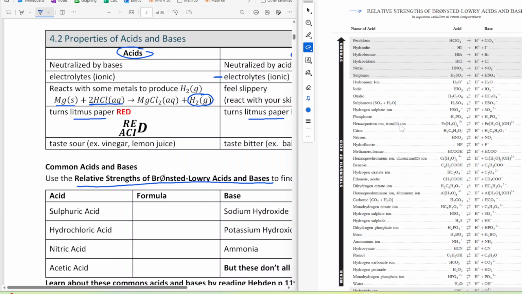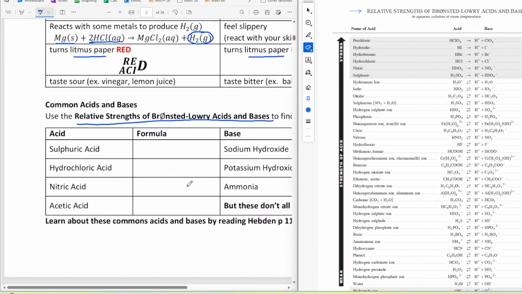But this is a good place to go if you're ever unsure of the formula for an acid or the name of an acid. So we're just going to go through right now and use this for the most common acids, but we will be using this entire table. For example, if I asked you for the formula of sulfuric acid, you would just go to the table and find the word sulfuric. Now, these are not alphabetical because they are listed by strength of acid, so you do have to do a little bit of looking around.